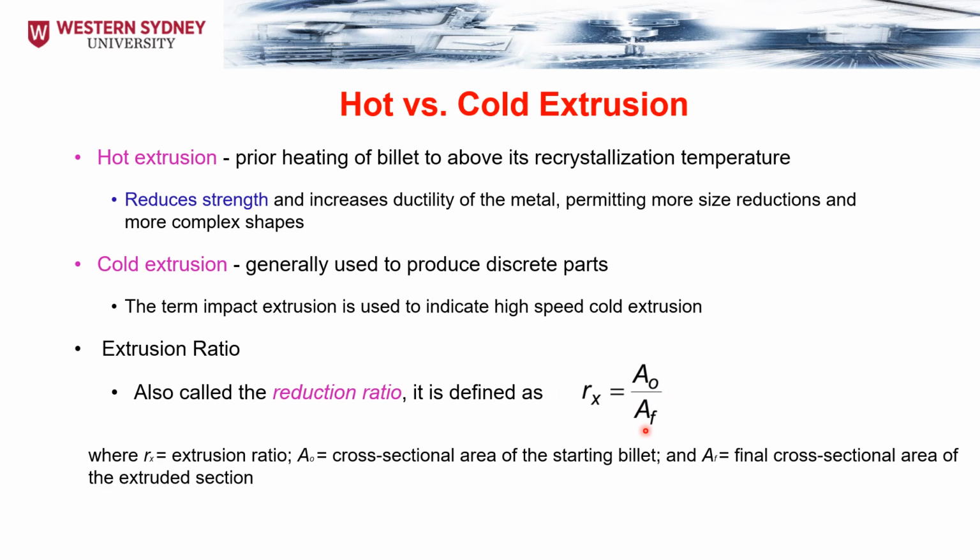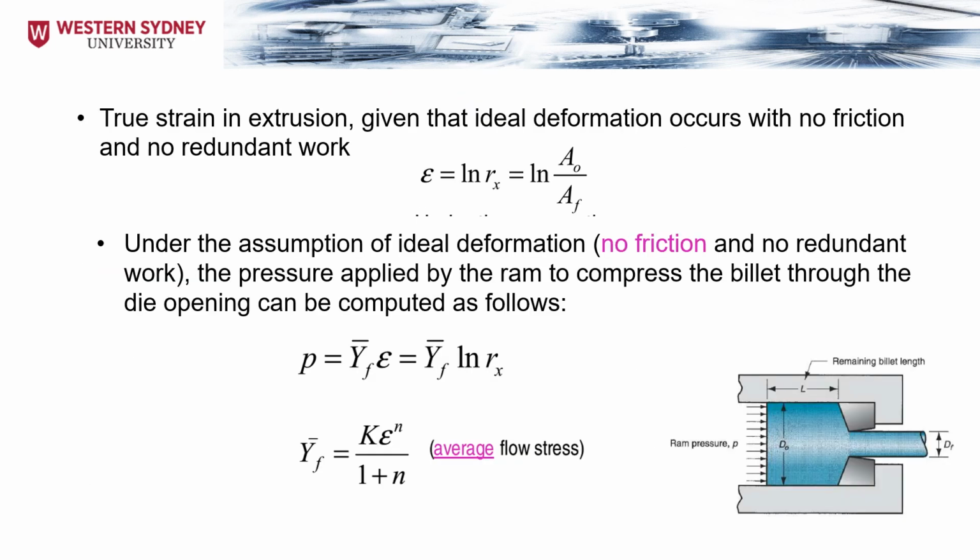Remember that this value should always be more than 1, because the area of the pellet is always going to be higher than the area of the die opening. The same equation can be applied for both the direct and the indirect extrusion process.